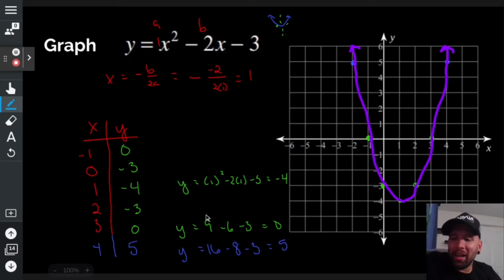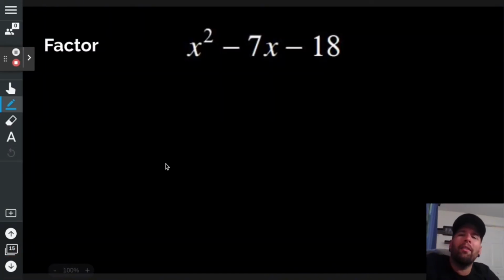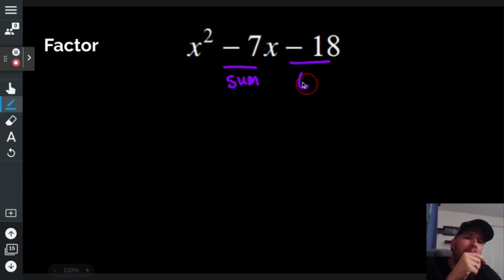All right, let's try another one. Let's see what else we have. We have factor. Now, factor could mean multiple things. A factor could mean let's find a greatest common factor and bring that out. In this case, I don't have anything in common with these. More often than not in Algebra 2 and in pre-calculus, factoring means let me give you a quadratic and let's come up with two numbers whose sum is negative 7 and whose product is negative 18.